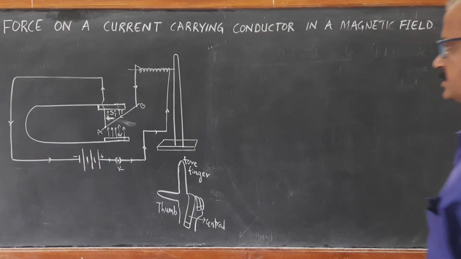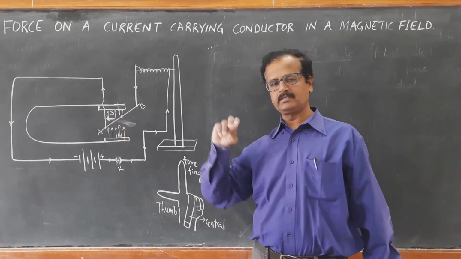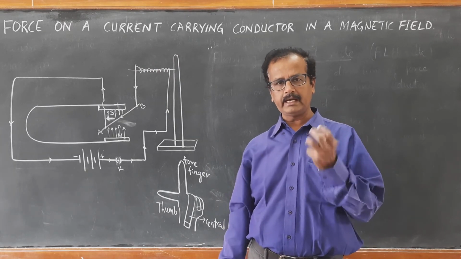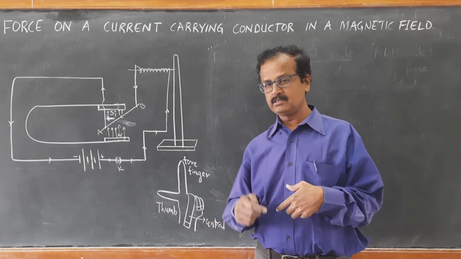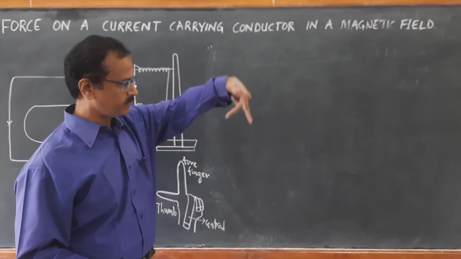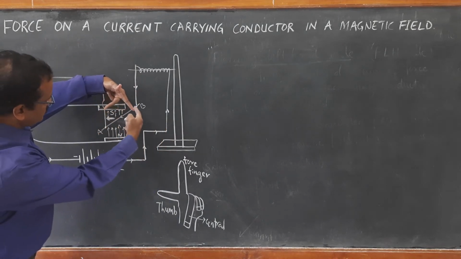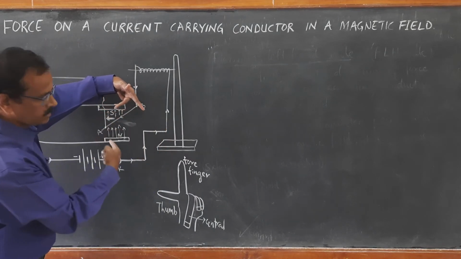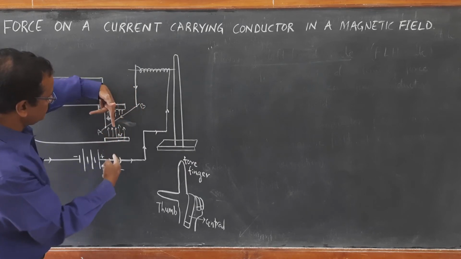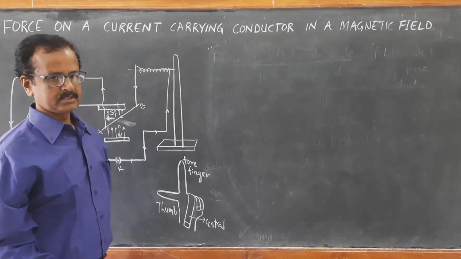Now if we change the direction of the magnetic field, suppose I am taking the north pole here and the south pole here, so that the magnetic field is still perpendicular to the current carrying conductor, but it is now reversed. In that case, what happens? The forefinger will be down, and you see the same central finger. The central finger will be along the direction of current in the current carrying conductor, and you see the thumb will now be in the reverse direction.